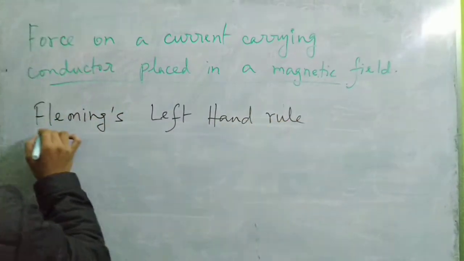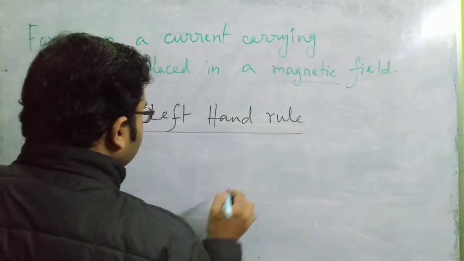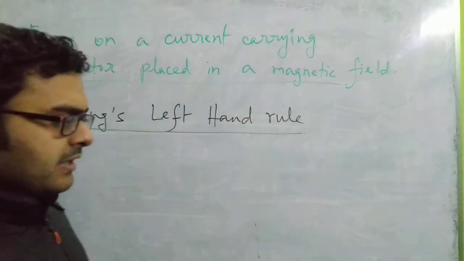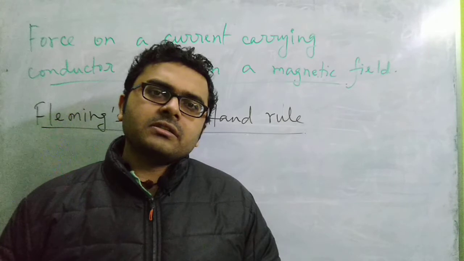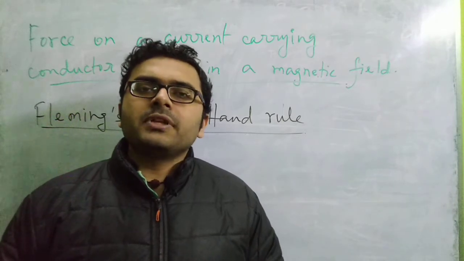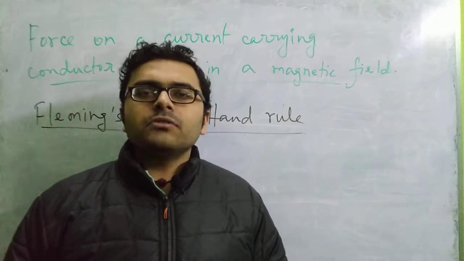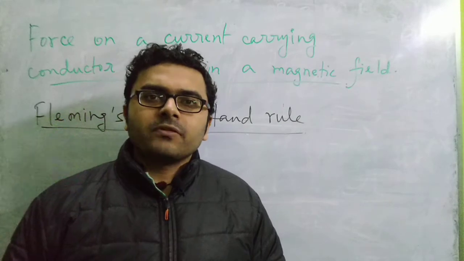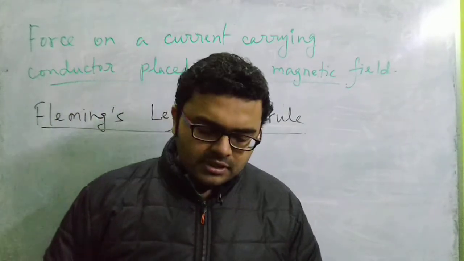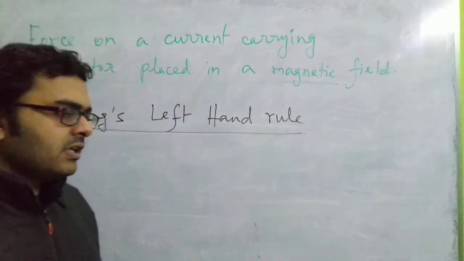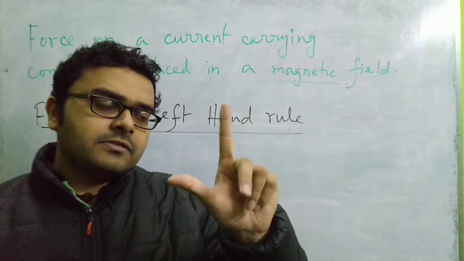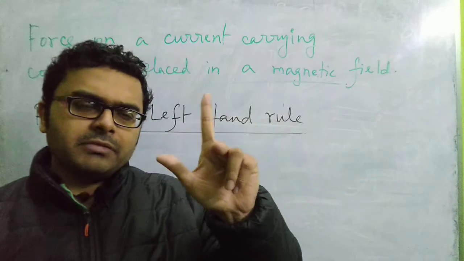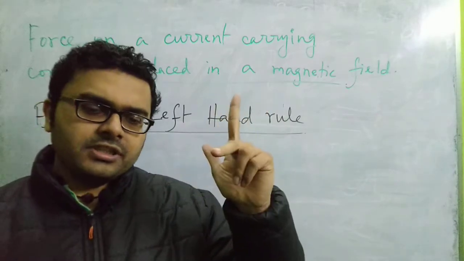Now, for this rule to be applied, there is one condition: the magnetic field lines, the current through the conductor, that is the conductor itself, should be placed perpendicular to each other. Then only you can get the direction of the force acting on the conductor. So suppose, using your left hand, consider three fingers: the thumb, the index finger and the middle finger. These three fingers you have to take into consideration.